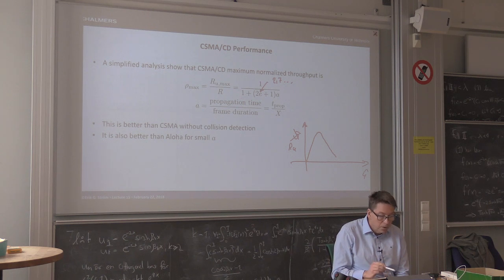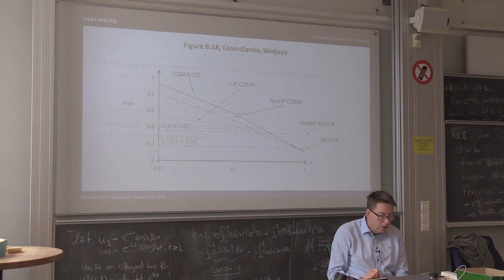Okay, so this is good as long as A is not so large, right? When A becomes large, then this term becomes large, and then rho max goes down. But if A is relatively small, then this is much better than ALOHA, right? We can see this actually on the next slide here.